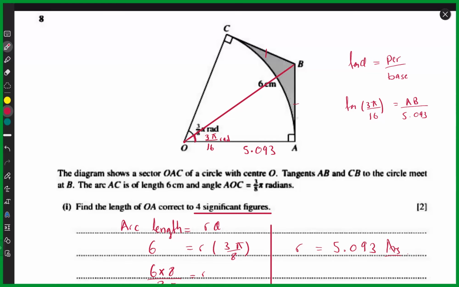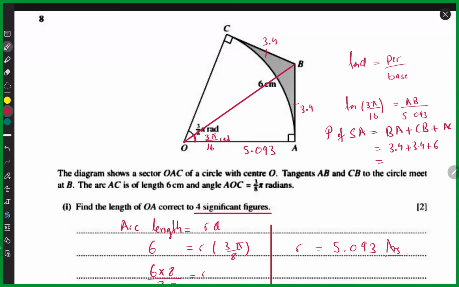Excellent. It is 3.4. This is 3.4 and this is also 3.4. These two used to be the same. And for the perimeter, we'll do 3.4 plus that thing again, plus 6 centimeters. So the perimeter of the shaded area is going to be BA plus CB, plus the arc length. That was basically AC. So I'll write it as 3.4 plus 3.4 plus 6.